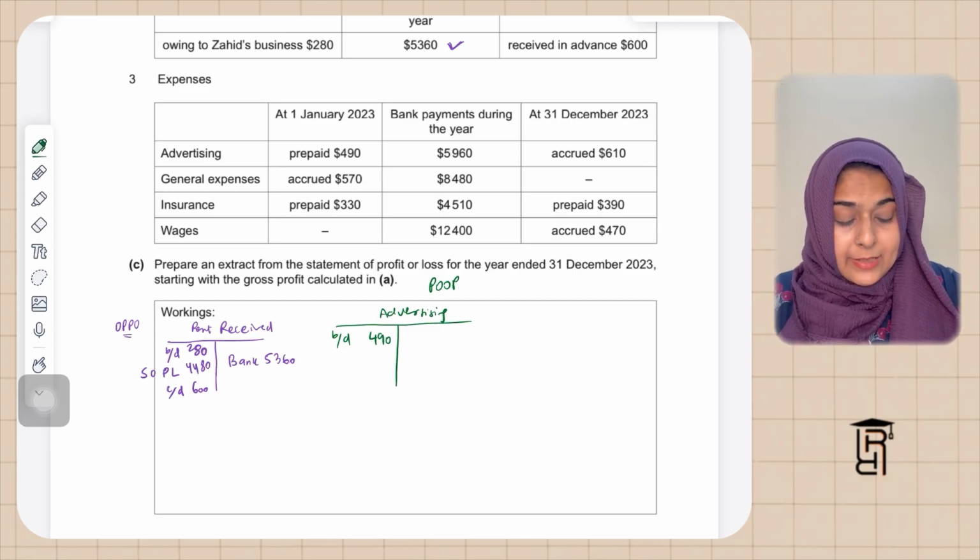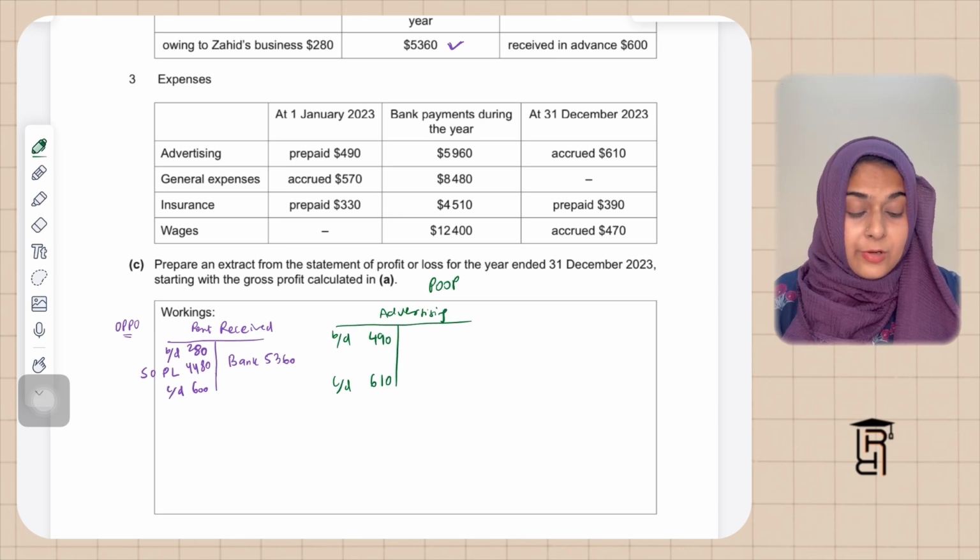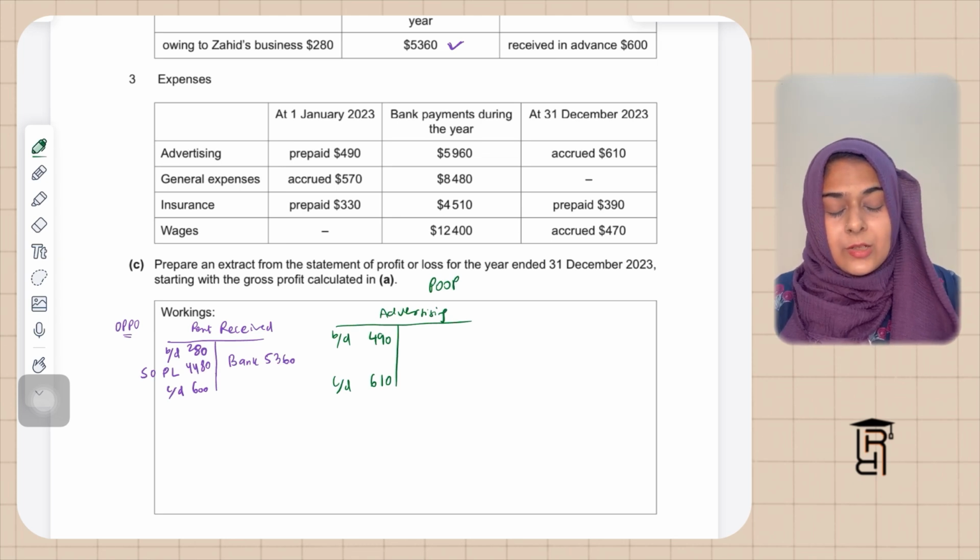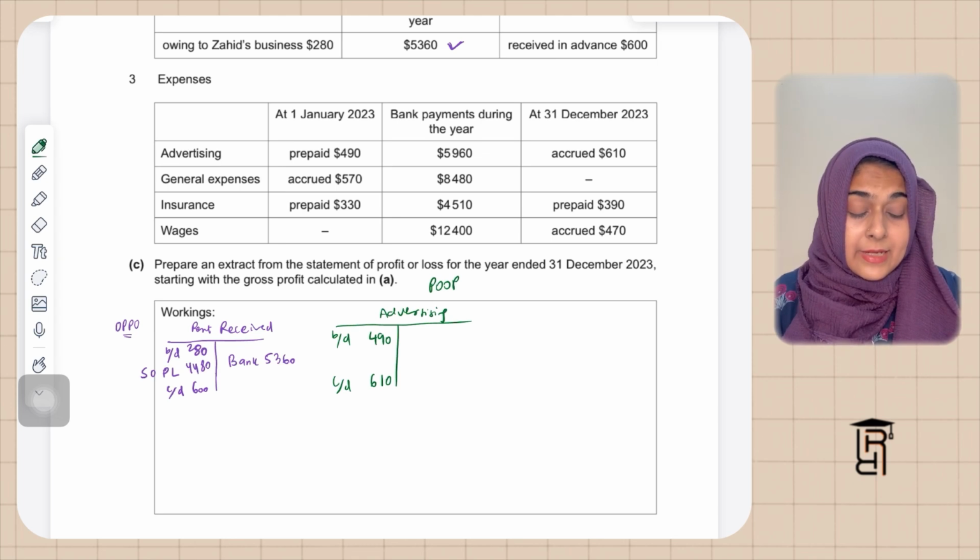Advertising has an owing at the end. So that means I have taken the service during the year but have not paid the money, 610. So this is going to come here on the debit side, 610 carried down as my owing carried down, or my balance carried down. It's called accrued, and owing is the same thing. While balance carried down for advertising will come on the debit side.